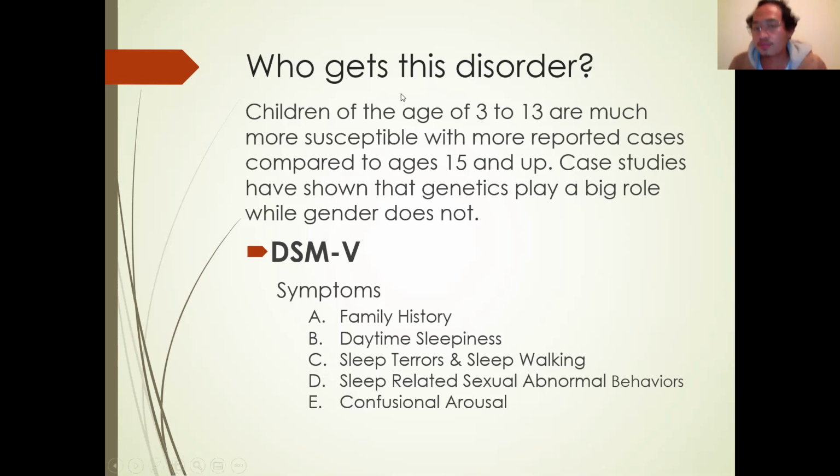DSM-5 symptoms include family history, as we have discussed. It has a lot to do with genetics. The second is daytime sleepiness. Because of lack of quality sleep, you will be less responsive to questions asked of you, basically someone who sleeps in class and the like. The next symptom is sleep terrors and sleepwalking.